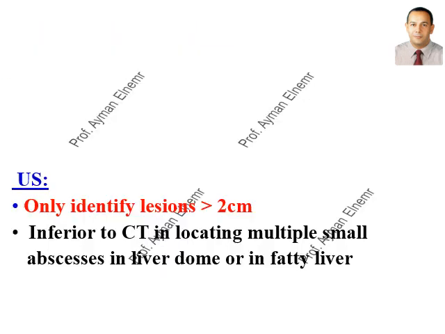Ultrasonography is a non-invasive tool with no radiation hazards, but it is operator dependent. It can only identify lesions more than 2 cm, and it is inferior to CT in locating multiple small abscesses in the liver dome or in fatty liver. The abscess is seen as solitary and sometimes multiple, poorly demarcated, round hypoechoic lesion with fluid inside it within the hepatic parenchyma, with surrounding edema and hyperemia.